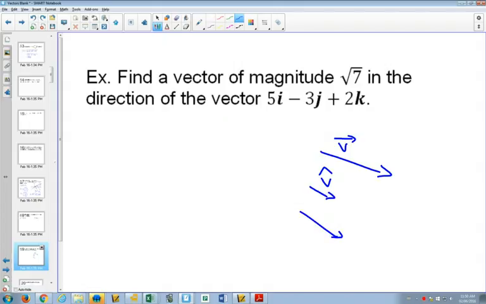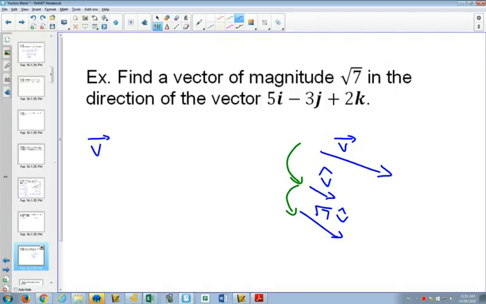And then if you want to find another vector that's in the same direction that has a length of root 7, does it make sense that we could now take our unit vector, which has a length of 1, and multiply it by root 7? So this is the idea. If we can first find our unit vector, then we could find another vector by multiplying by root 7, and then it will be in the same direction as the vector that we started with.